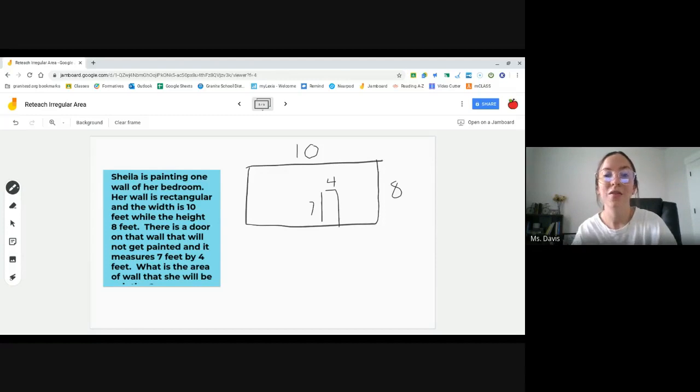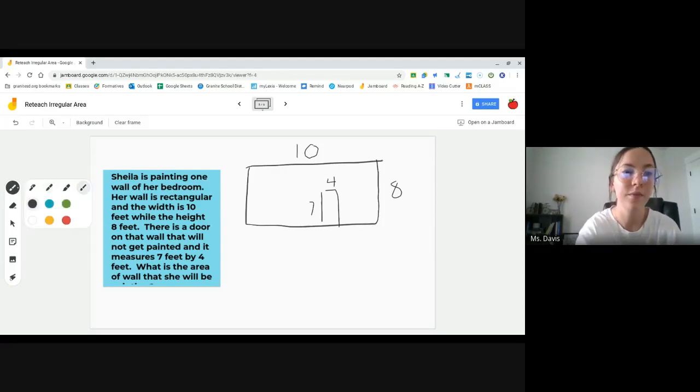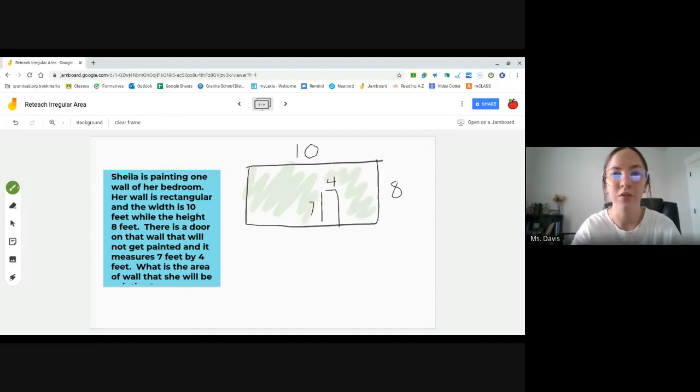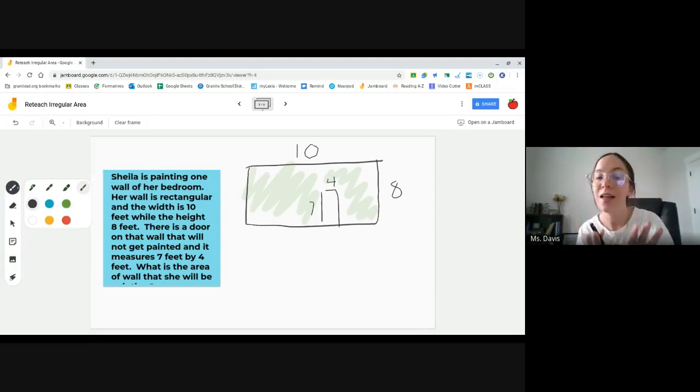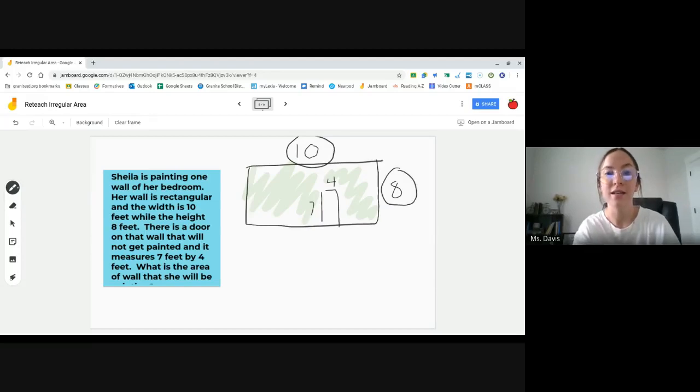The point is that I need to paint this much of the wall and not paint the door. So I'm going to solve the area for the entire wall, including the door. Then I'm going to take the door out of the area magically. And this is how we do it. First, I'm going to take the area of the wall, which the whole wall was 10 and 8. So 10 times 8 was 80. And that's the area for this entire wall.